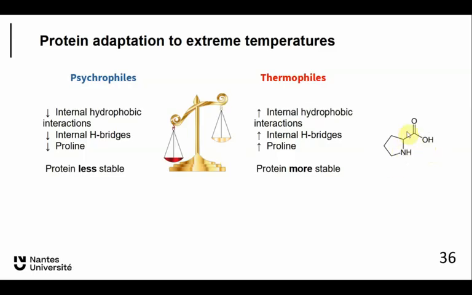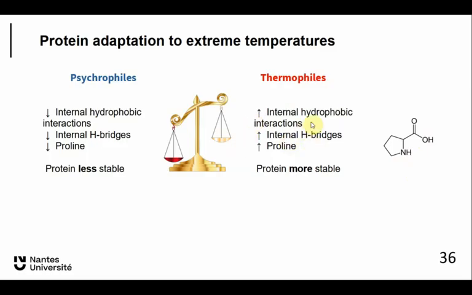So that means that the peptide bond between proline and the next amino acid is not so flexible. It can't rotate so much. So proteins with a lot of proline have a lot less molecular flexibility. And that's also what makes them more stable.